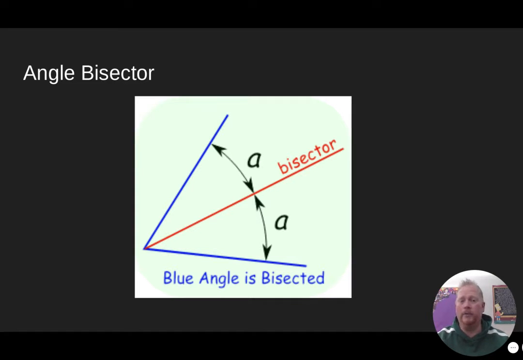An angle bisector we've also talked about. An angle bisector takes an angle and cuts it right in half. So you know that however many degrees is in A up at the top, that's how many degrees there are in B down at the bottom. So we're going to take a look at these inside a triangle.